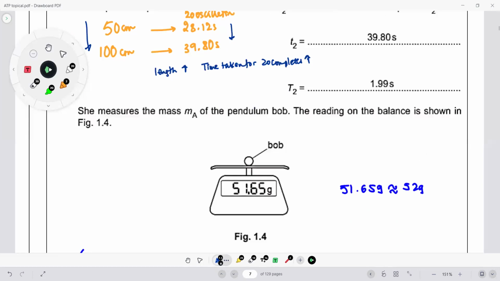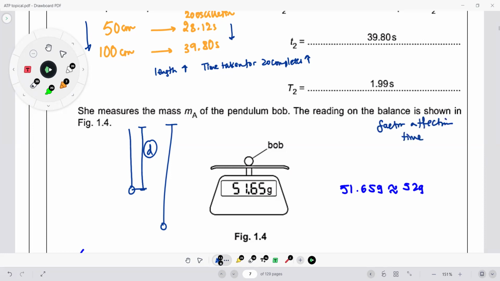अब वो देखो बेटा, जब ये बॉब की बात हो रही है ना, अगर हम कहते हैं ये डिस्टेंस है, ये सेंटर ऑफ मास से लेके ये डिस्टेंस है, अगर हमने देखा कि डिस्टेंस हमने डबल कर दिया ना, 50 से 100 कर दिया, तो हमारा टाइम बढ़ गया। तो आई नो फॉर अ फैक्ट दैट फैक्टर्स अफेक्टिंग टाइम, चाहे वो टाइम पीरियड हो, चाहे वो टाइम टेकन फॉर 20 ऑसिलेशंस हो, that is affected by distance definitely.